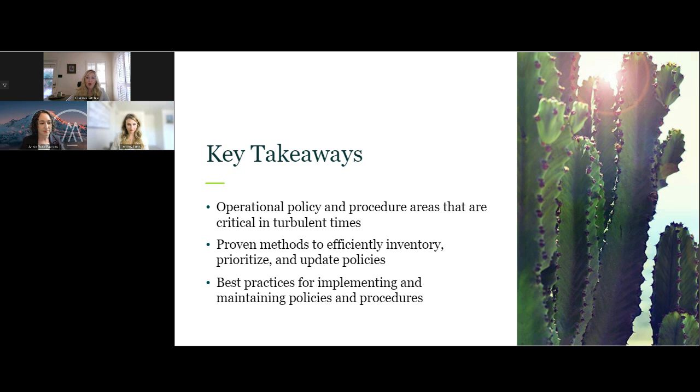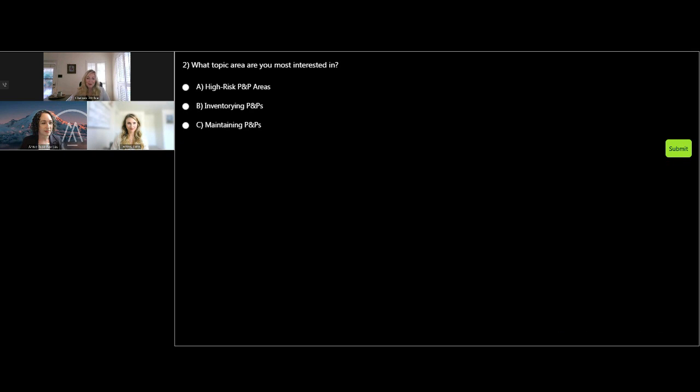And with that, we are going to go into our second polling question. Two polling questions within the first 5 minutes. So what topic area are you most interested in, going over those 3 bullet points that I just discussed? Are you really interested in those high-risk policy and procedure areas that we've seen? Going through inventorying those policies and procedures? Or would you really like to hear more about maintaining policies and procedures? So 3 very different topics, but all very important.